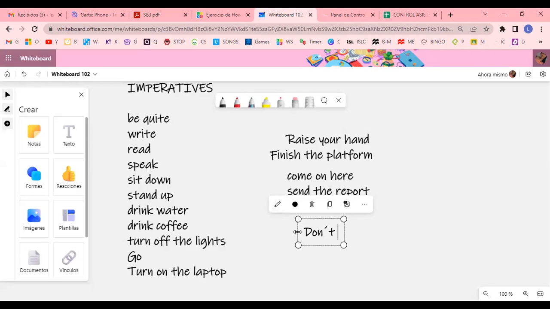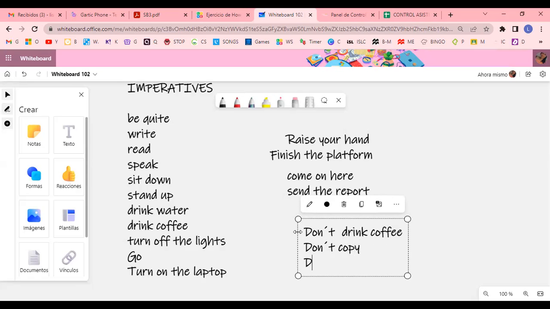Por ejemplo, no tomes café. Sería don't drink coffee. No, it's bad. Don't copy. No hables. So sería don't speak. Ajá, don't speak. Exactly.